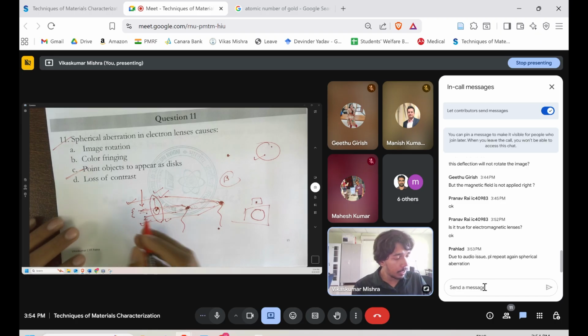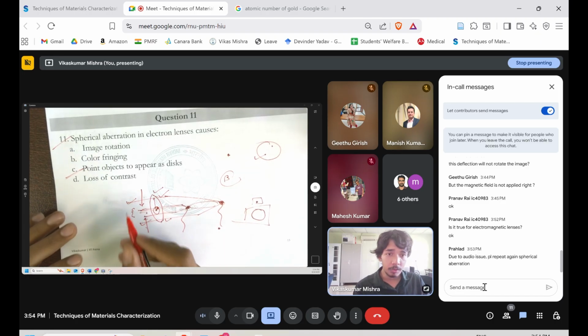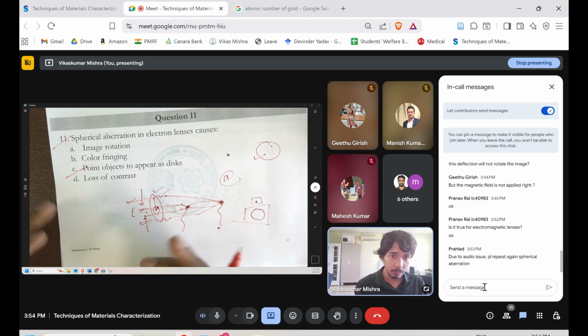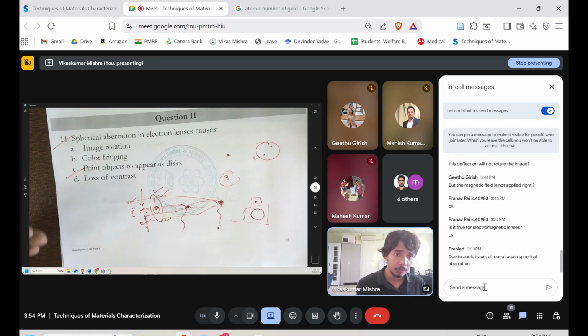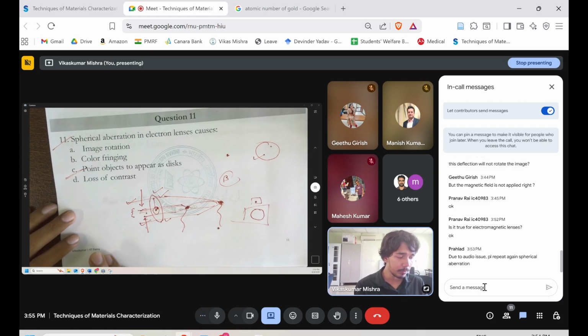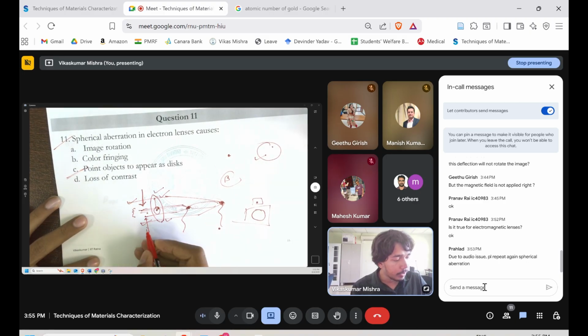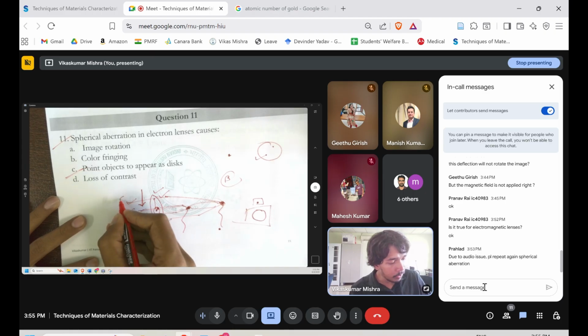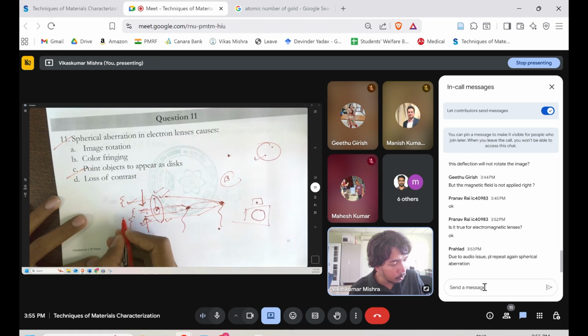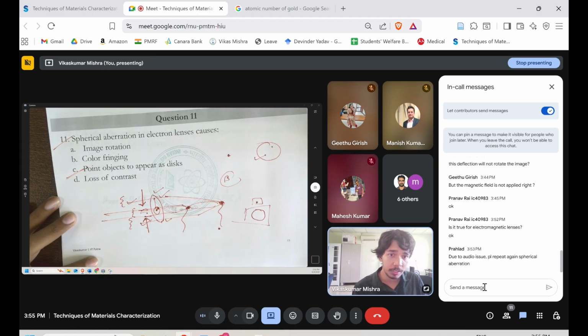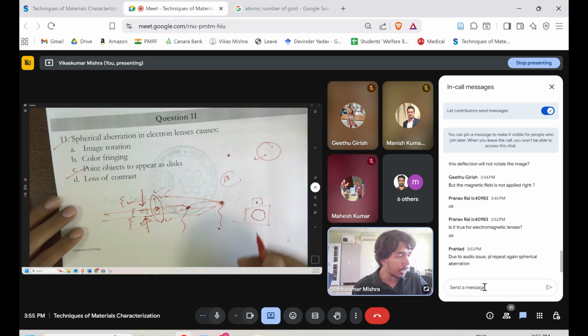Now again, how to remove it? How to minimize it, how to decrease this particular effect, this aberration. Let's say we are putting the aperture over here, and we are not letting the electrons which are far from the axis pass. We are only letting the electrons which are near to the axis pass. In that case, what will happen?